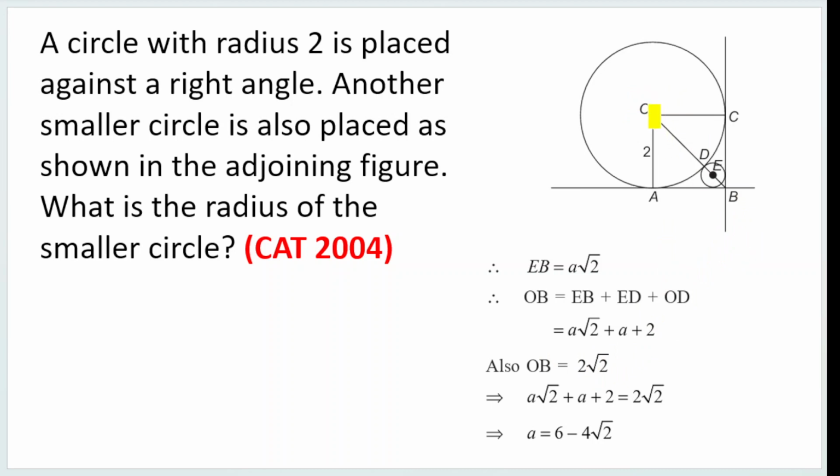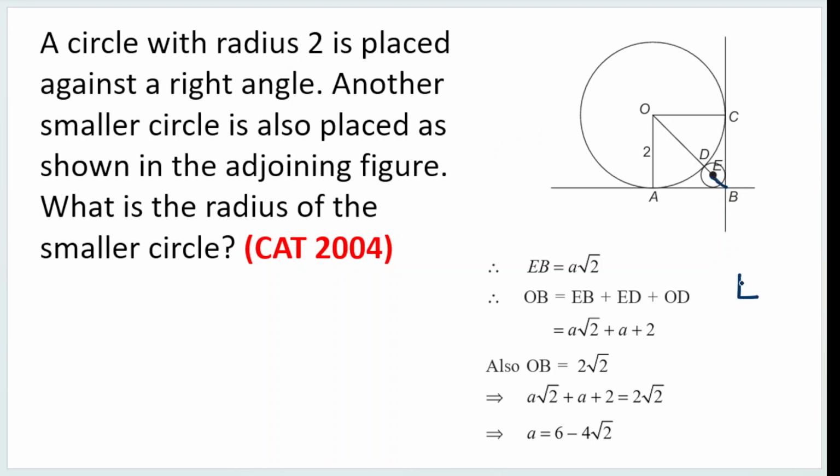Now, OB is also OD, where OD is the radius of this one, that is 2, plus the radius of the smaller circle, plus whatever small amount extra is left out. Let us assume the radius of the smaller circle is A. If the smaller circle's radius is A and the center is E, what is EB?